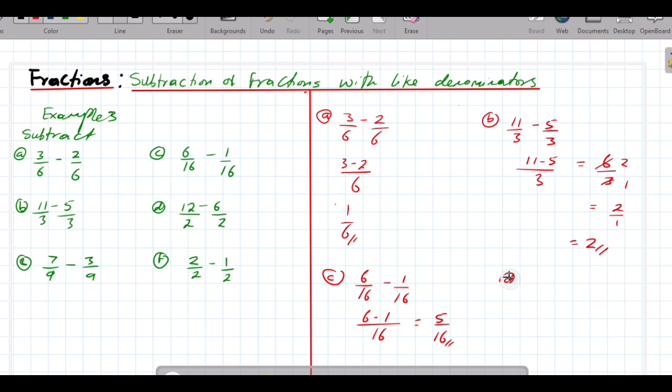Let's take the fourth one. That's 12 over 2 minus 6 over 2. You write the denominator again. Since the denominators are the same, we have 2. Then we subtract the numerators, 12 minus 6, and we have 6 over 2. Now we can reduce further. 2 in 2 is 1, 2 in 6 is 3. So 3 over 1 is still the same thing as 3. So 3 is our final answer here.